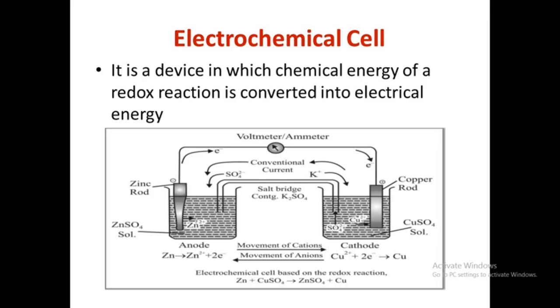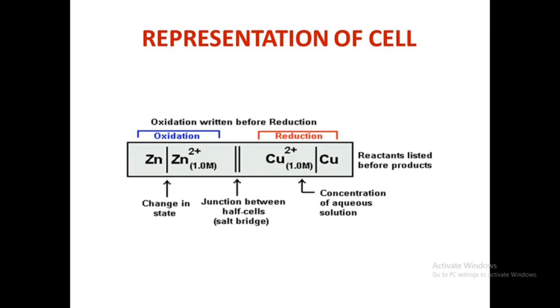Okay, and then let us discuss representation of electrochemical cell. To represent an electrochemical cell, simply two vertical lines are written at the middle, which represent the salt bridge, and on the right side of the salt bridge the cathode is written, and on the left side of the salt bridge the anode is written.